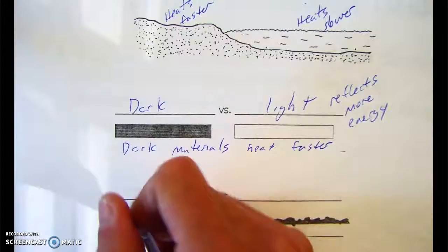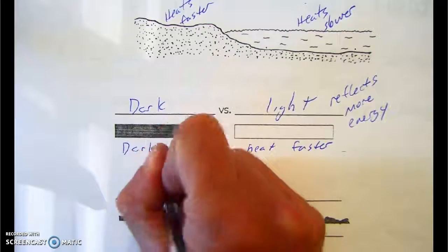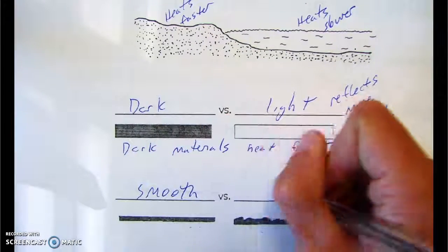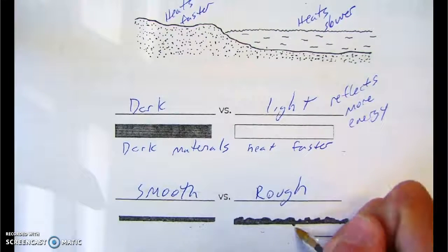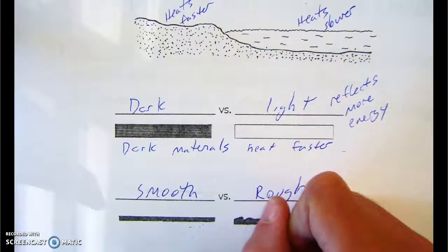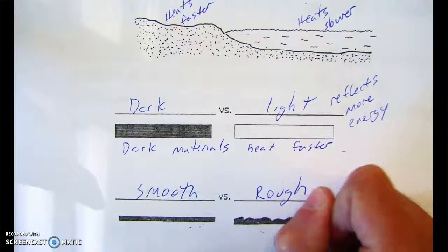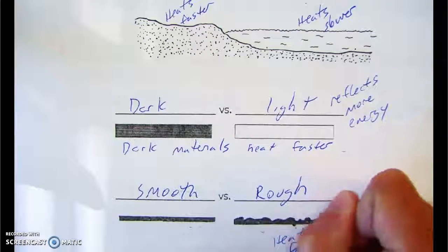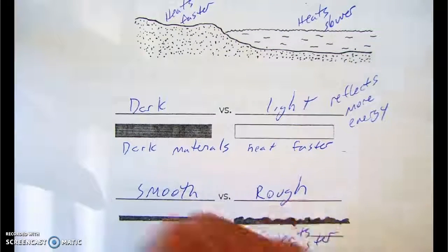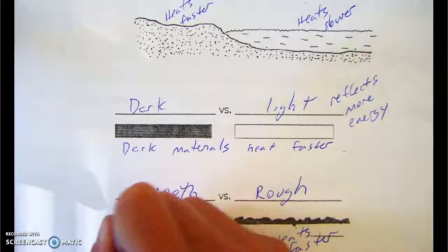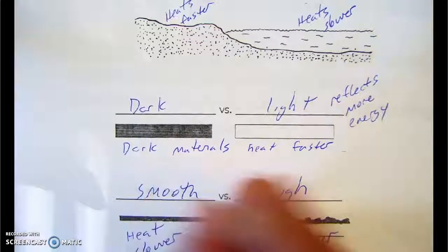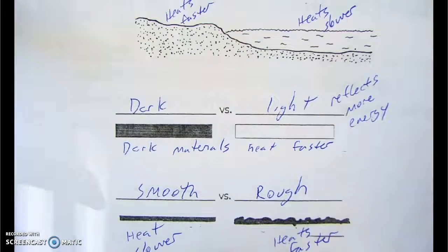Smooth versus rough. A rough surface absorbs more energy and it heats faster. A smooth surface will heat slower. And the reason why has to do with reflection.